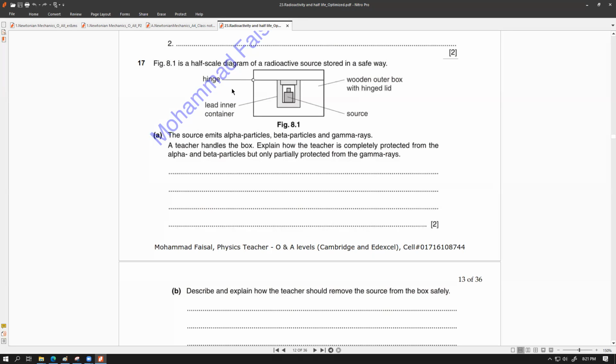Yes. Sir, the alpha and beta particles are effectively absorbed by the lead inner container, but since the gamma rays have a really high penetration power and the lead layer is not thick enough, some of the gamma rays can escape. Beautiful. This is a good response. বুঝছো কিনা দেখো। But sir, isn't lead thick enough for gamma rays?